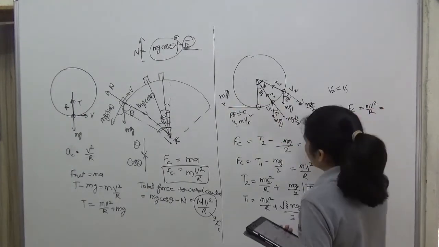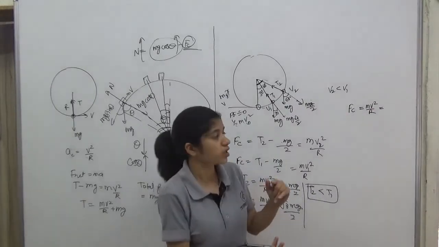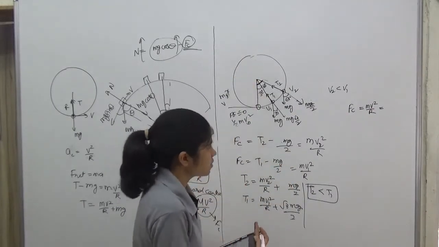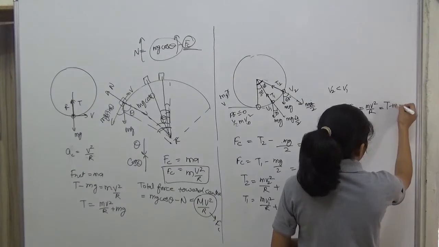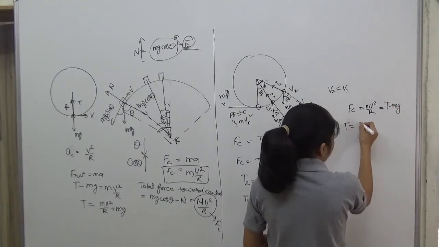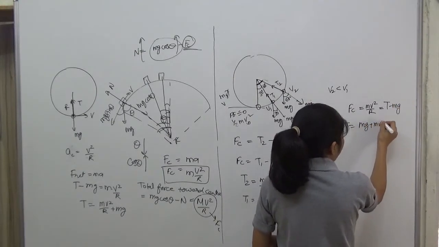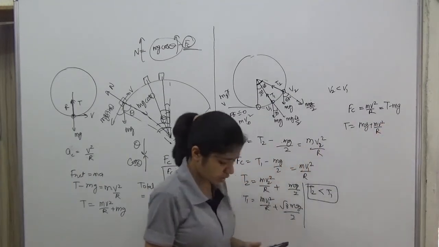And what is the net force towards the center? It is T minus mg. So the tension in the string will be mg plus m v square by r. This was the first question, I guess.